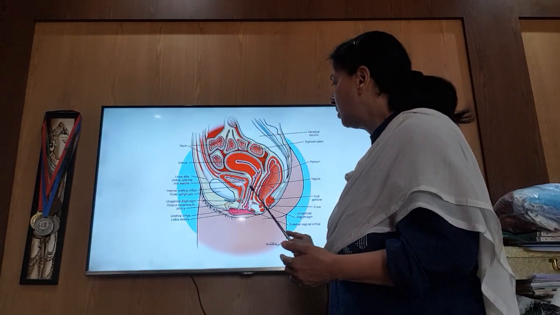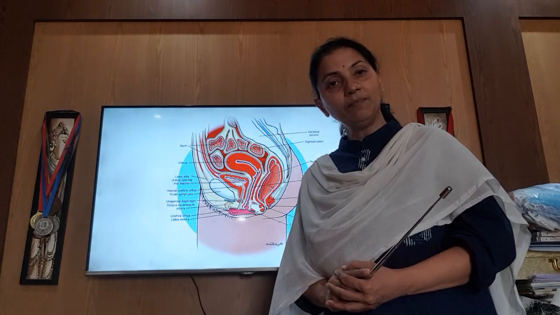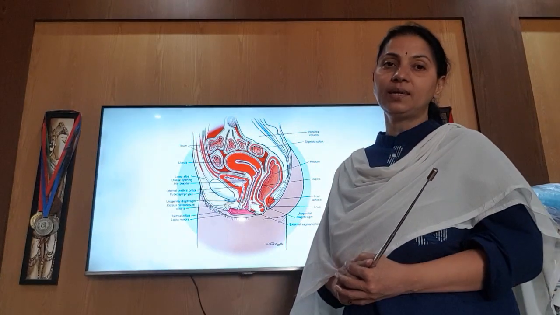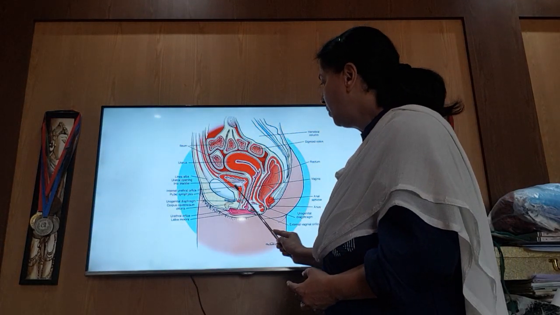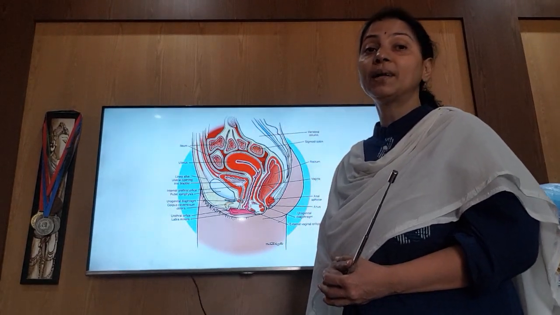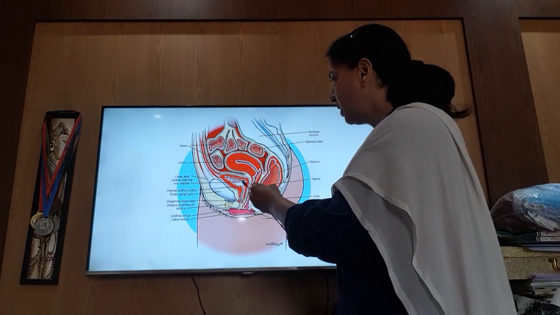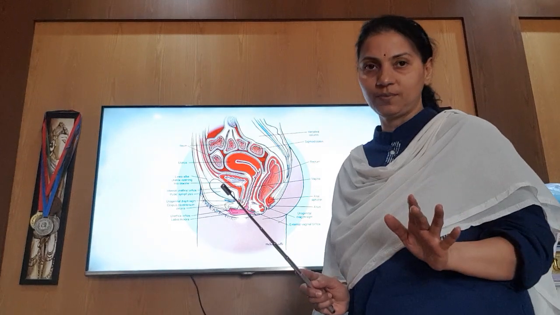So this preprostatic portion of urethra in males is supplied by sympathetic nerves, whereas the detrusor muscles are supplied by the pudendal nerve and parasympathetic nerves, which will contract only to drain out the urine. So this is a slight difference in the innervation.